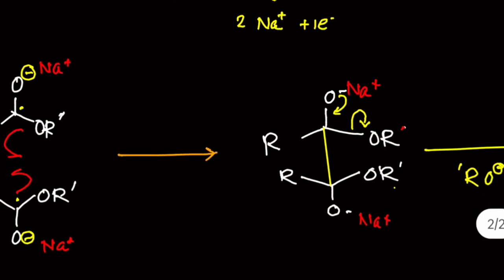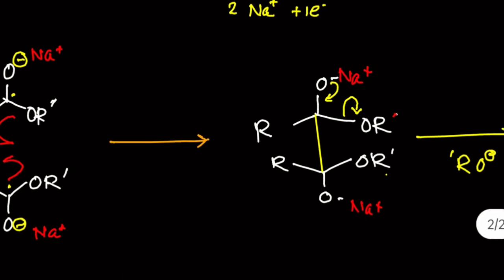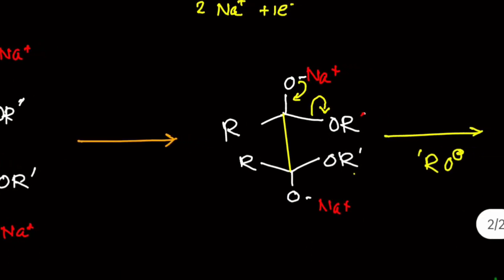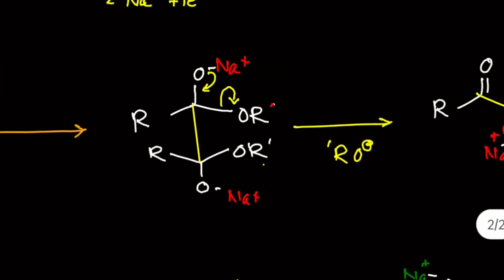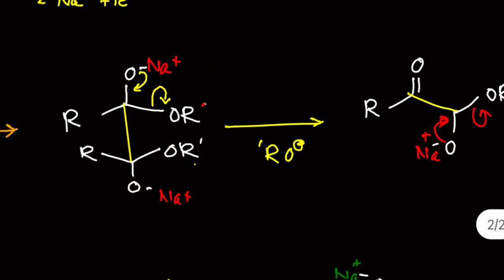Second step is that these 2 radicals are combined together, so there is a formation of a carbon-carbon bond. So this is the second step of this reaction. And you know that the alkoxy group, that is OR, is a good leaving group. So the first step is when this O negative, that is the oxygen electron, is restored, OR will be free. Okay, so first OR will be free, in the second step the second OR will be free.